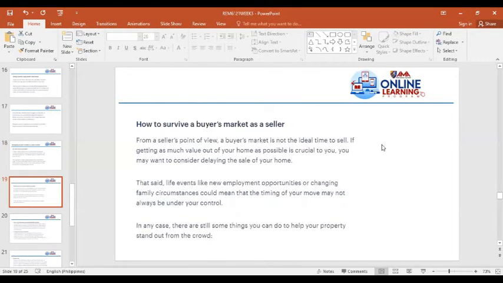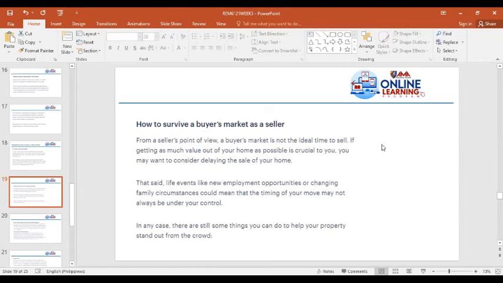So how to survive a buyer's market as a seller? From the seller's point of view, a buyer's market is not the ideal time to sell. So if getting as much value out of your home as possible is crucial to you, you may want to consider delaying the sale of your home. There are events like new employment opportunities or changing family circumstances that could mean the timing of your move may not always be under your control.